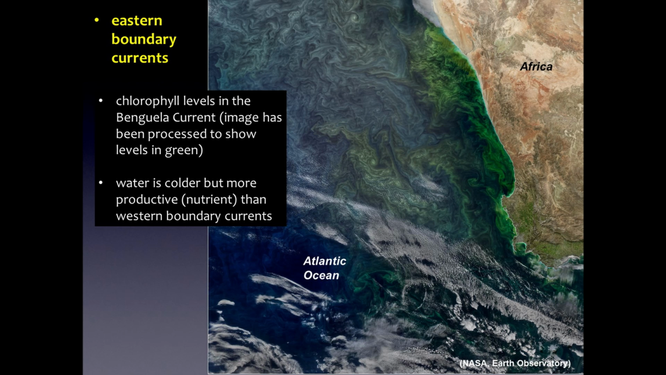It shows levels of chlorophyll in green. Chlorophyll is indicative of how much photosynthesis is going on within the oceans. Photosynthesis produces energy and nutrients that are needed by anything else in the food chain within the oceans. So we see that this water, even though it's colder, is much more productive. It's much more nutrient rich than waters of the western boundary current.